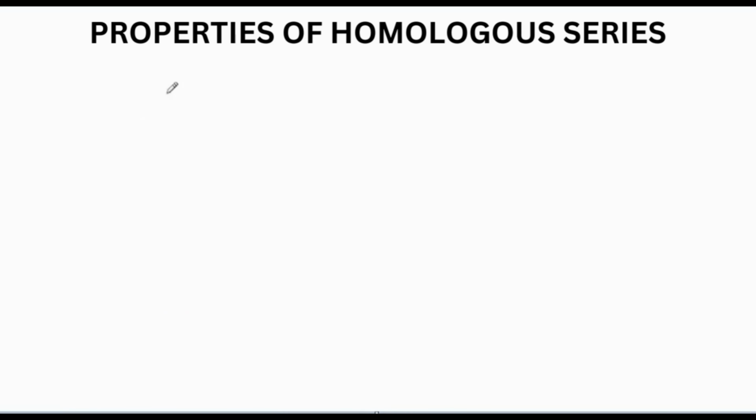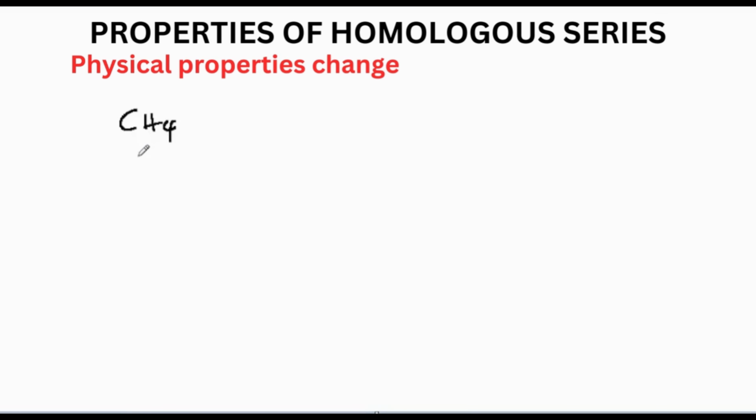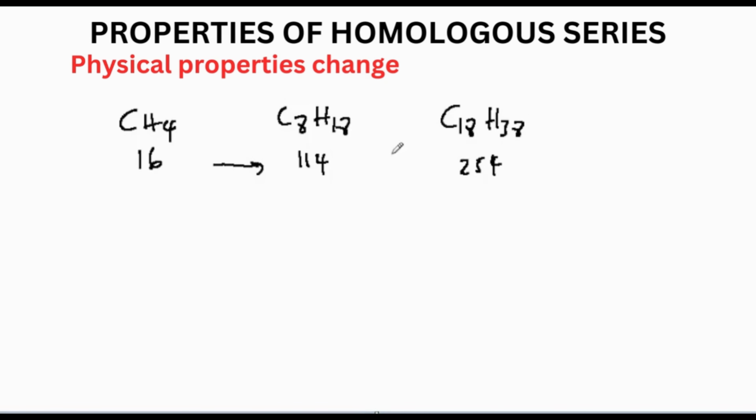Another property of homologous series is that there is a gradual change in the physical properties of members as their molecular mass increases. Let's take the alkane family as a case study. The first member is methane, CH4, and the molecular mass is 16. Let's take another member, octane, C8H18, and the molecular mass is 114. Let's consider octadecane, C18H38, and the molecular mass of that is 254. So you can see that increase in molecular mass. Methane is a gas, so as the molecular mass increases, there's a gradual change in physical property. Octane is a liquid and octadecane is a solid. So you can see that change in property from gas to liquid to solid.